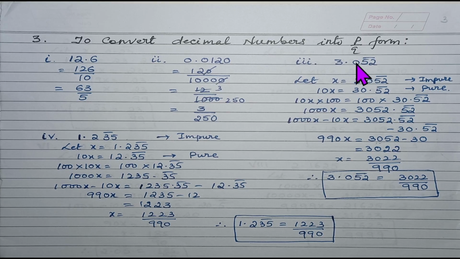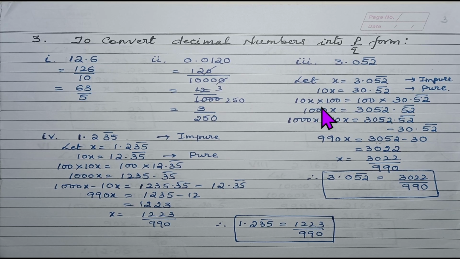To convert into pure form, make this 0 an integer part. To do that, assuming x is equal to 3.052 bar, multiply by 10 and we get 10x. So this 0 gets shifted to the integer part, and we get 30.52 bar. Now it has been converted into a pure form, that means the repeating part starts exactly after the decimal point. Now bring this 52 also to the integer part. To do that, I have to multiply 10x by 100. So 10x into 100, that is 1000x, is equal to 100 into 30.52 bar, and that is equal to 3052.52 bar.